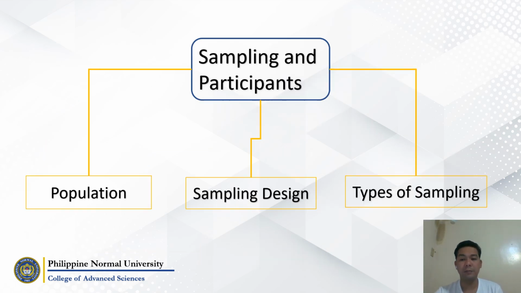So when we talk about sampling and participants, it is very important that we identify the kind of population where we are going to conduct our research so that from this population, we can identify our sampling frame. And from that sampling frame, we can finally select our samples. And to select our samples, it is very important that we are knowledgeable of the different kinds of sampling design and types of sampling that would be appropriate so that we can answer our research questions with accuracy and our findings would be credible enough to our readers.